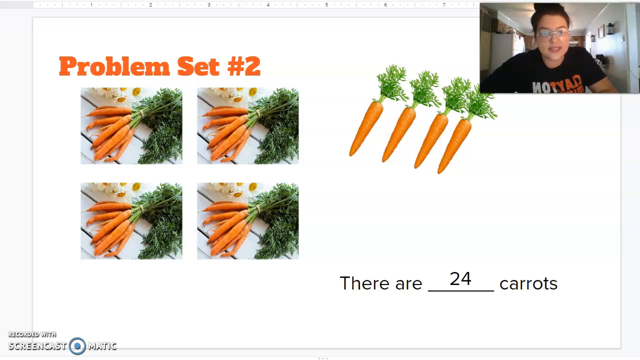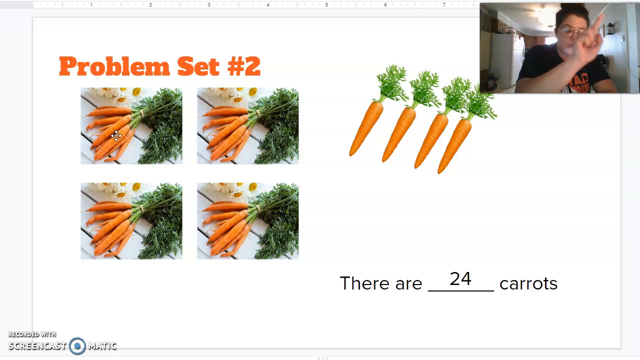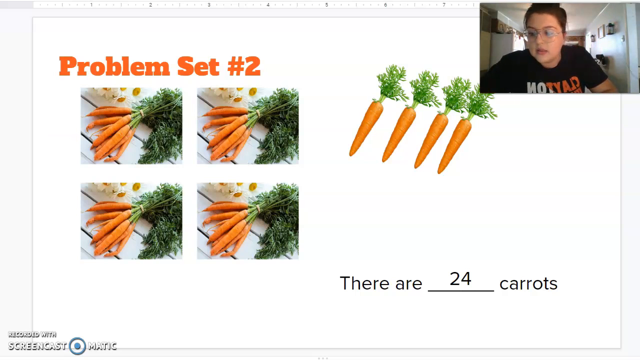Okay. Now on your problem set, it's easier to see that these carrots are 5 because you could count them by ones. 1, 2, 3, 4, 5. And then you could group them into tens. And then you know you have 10, 20, 21, 22, 23, 24. Okay?